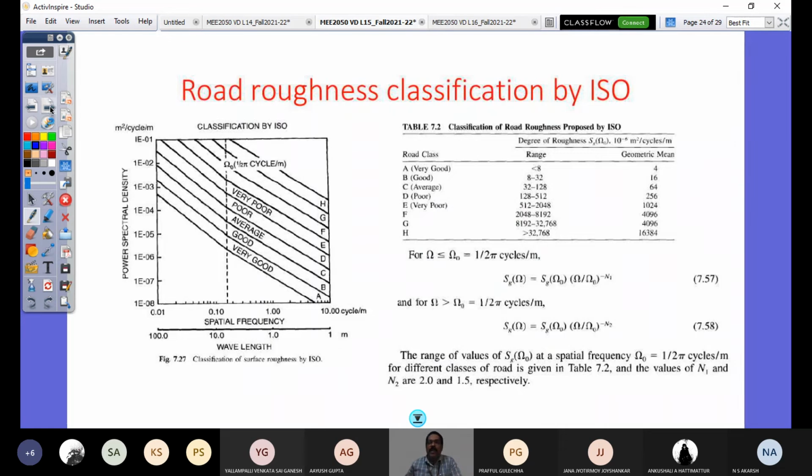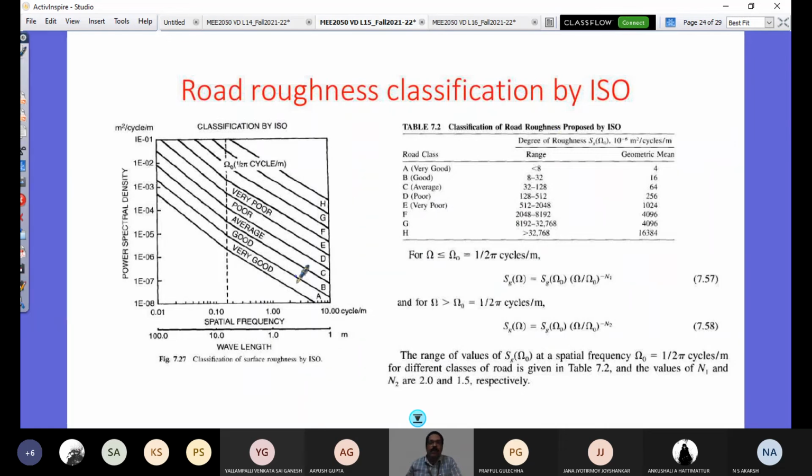So the other way of representing your road roughness is this. Road roughness is by ISO. So you have a classification of road surfaces from A to H. That means very good road till the poorest road. And you have here this degree of roughness given by the power spectral density function of your road multiplied by a factor 10 raised to minus 3 meter square, that's why it's meter square, per spatial frequency, that's a cycle per meter.